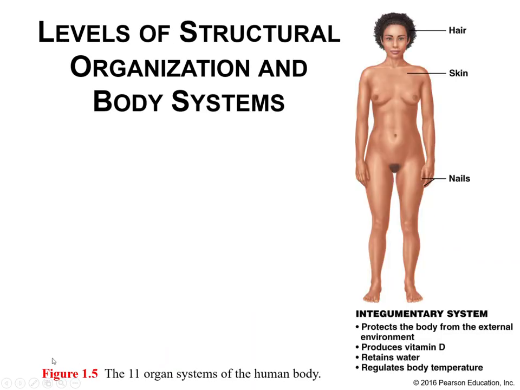So speaking of organs, our body has 11 organ systems. The first, which will be on exam 1 that we will study, is the integumentary system. And so integumentary system is made up of your hair, skin, and nails. It has these functions: to protect the body, produce vitamin D, retain water, and regulate body temperature.